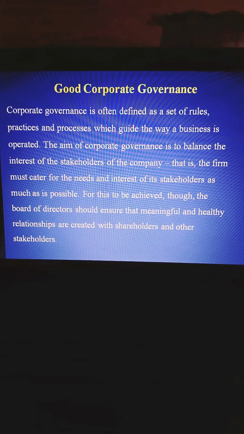For this to be achieved, though, the board of directors should ensure that meaningful and healthy relationships are created with shareholders and other stakeholders. So we know that communication is a must in all of this. This should be at the forefront of everything, communication. Trying to ensure that every single stakeholder and shareholder receives information pertaining to the business progress.